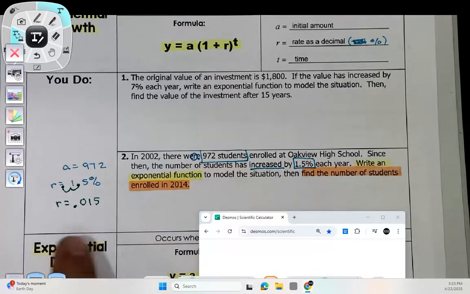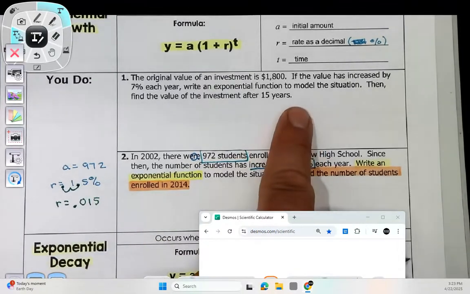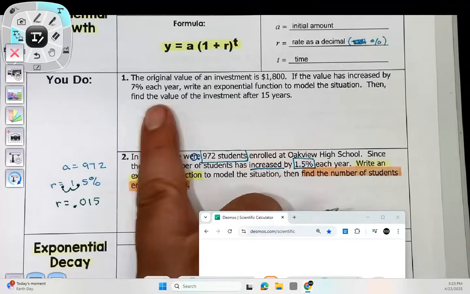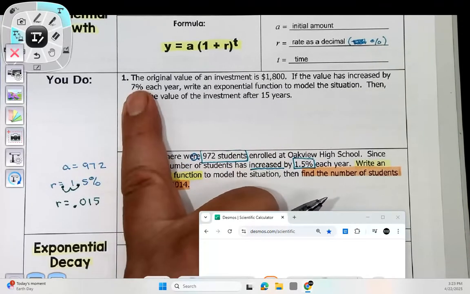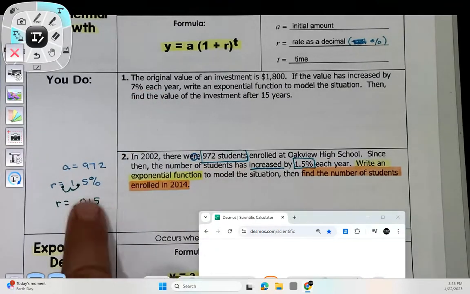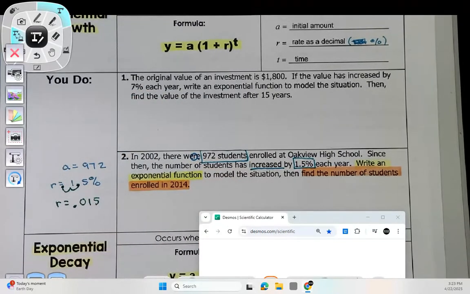That's my R, and that's why I wanted to do this one with you. The one on top is a little bit easier to move the decimal twice. So remember, it's not 0.7 up there. It would be 0.07 for that one. But I wanted to show you this one because of that extra number, the 5. All right, so I've got my R, I've got my A.